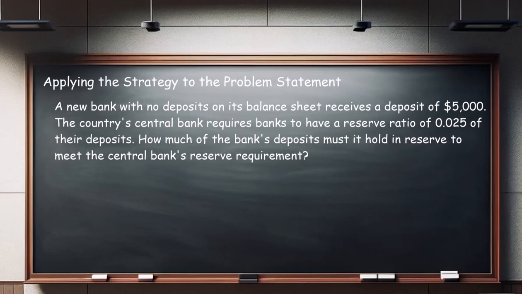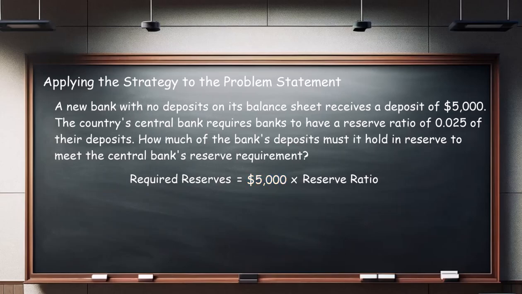1. Write the formula for calculating the required reserves. Required reserve equals deposit times reserve ratio. 2. From the problem statement, locate the deposit amount and substitute it into the formula. In the problem statement, the bank receives a $5,000 deposit. So, let's substitute $5,000 from the problem statement into the formula for the deposit.